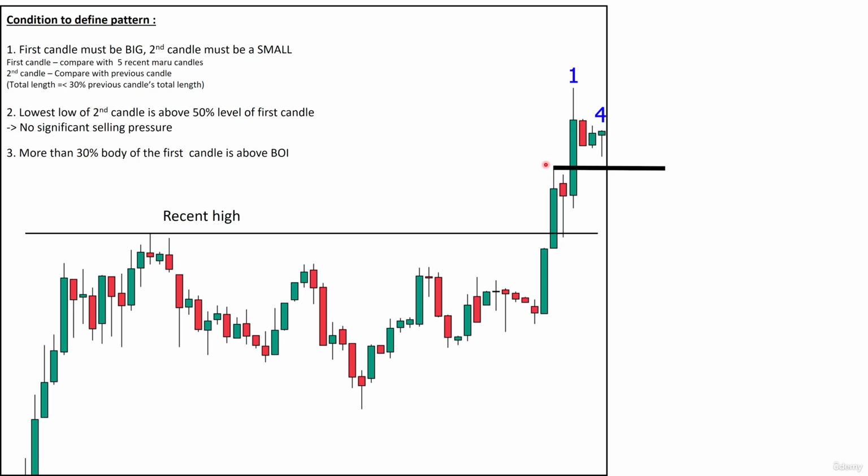Therefore, totally we can have the valid breakout pattern from this candle until this candle. And here is a valid breakout as price action confirmation. If we don't use price action confirmation, here is an invalid pattern because the second candle failed.